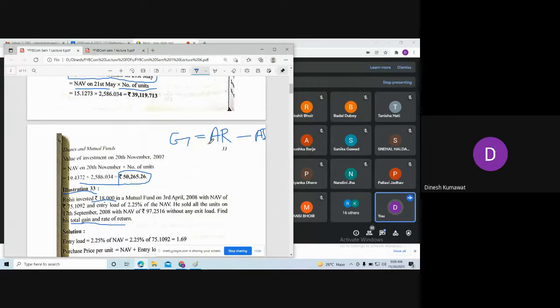Okay, now our first aim is to calculate amount received. But for calculating amount received, we want number of units. So let us first calculate the number of units using net asset value on purchase and amount invested. But if you observe this problem carefully, we have an entry load, which is nothing but 2.25% on net asset value of purchase. So you first calculate what is 2.25% on net asset value of purchase and let me know what is your answer for entry load.